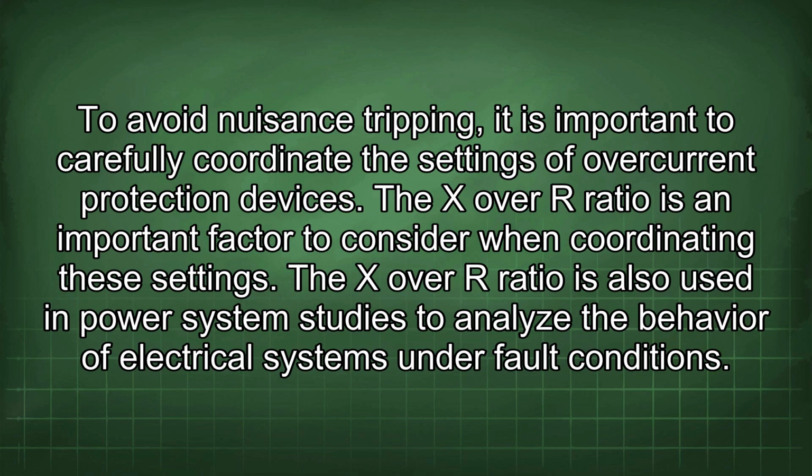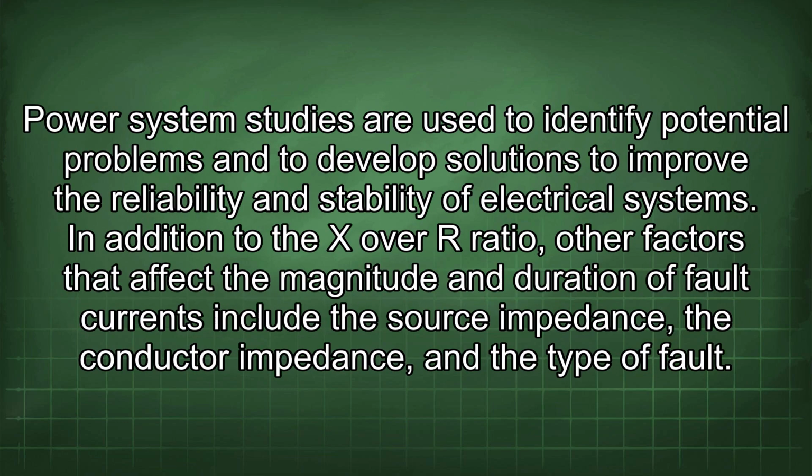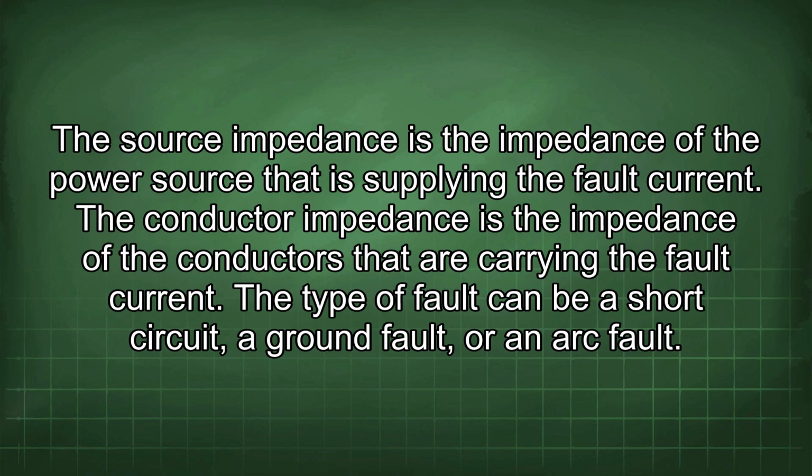The X/R ratio is also used in power system studies to analyze the behavior of electrical systems under fault conditions. Power system studies are used to identify potential problems and to develop solutions to improve the reliability and stability of electrical systems. In addition to the X/R ratio, other factors that affect the magnitude and duration of fault currents include the source impedance, the conductor impedance, and the type of fault. The source impedance is the impedance of the power source that is supplying the fault current. The conductor impedance is the impedance of the conductors that are carrying the fault current. The type of fault can be a short circuit, a ground fault, or an arc fault.